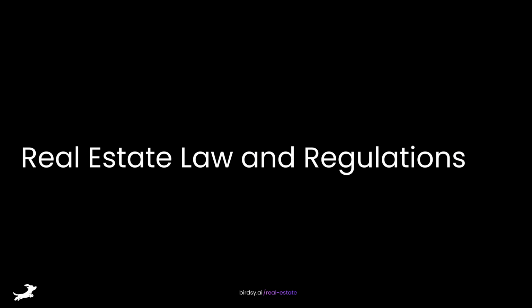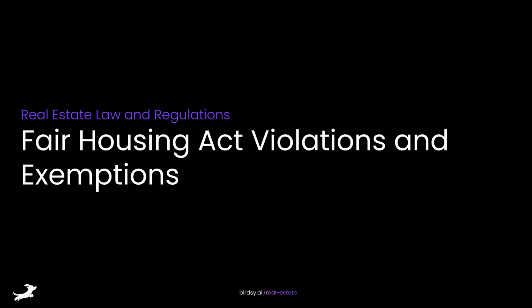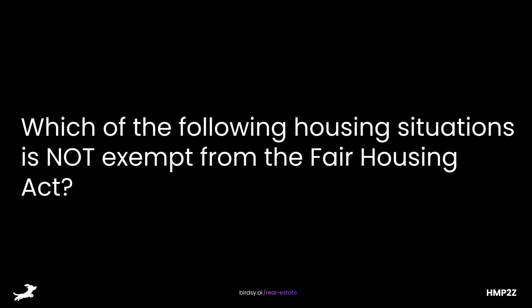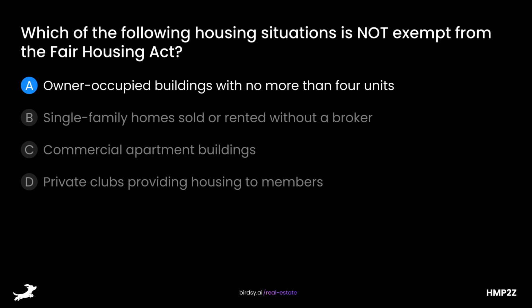Real estate law and regulations. Fair Housing Act violations and exemptions. Which of the following housing situations is not exempt from the Fair Housing Act? Is it A, owner-occupied buildings with no more than 4 units? B, single-family homes sold or rented without a broker? C, commercial apartment buildings? Or D, private clubs providing housing to members? The answer is C, commercial apartment buildings.